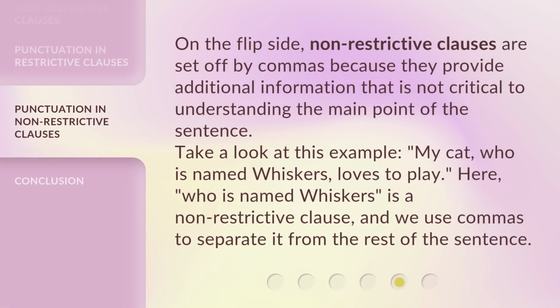On the flip side, non-restrictive clauses are set off by commas because they provide additional information that is not critical to understanding the main point of the sentence. Take a look at this example. My cat, who is named Whiskers, loves to play. Here, who is named Whiskers is a non-restrictive clause, and we use commas to separate it from the rest of the sentence.